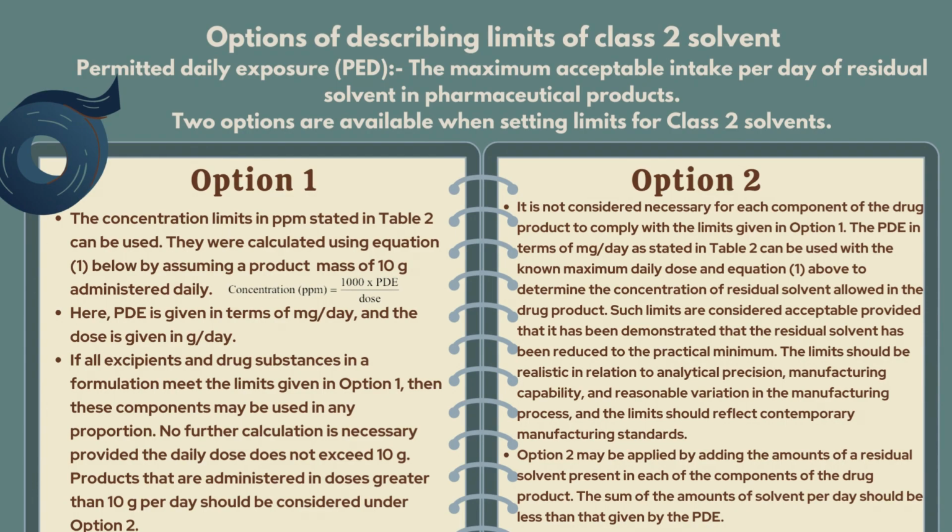Such limits are considered acceptable provided that it has been demonstrated that the residual solvent has been reduced to the practical minimum. The limits should be realistic in relation to analytical precision, manufacturing capability, and reasonable variation in the manufacturing process, and the limits should reflect contemporary manufacturing standards. Option 2 may be applied by adding the amounts of residual solvents present in each of the components of the drug product. The sum of the amounts of solvent per day should be less than that given by the PDE.